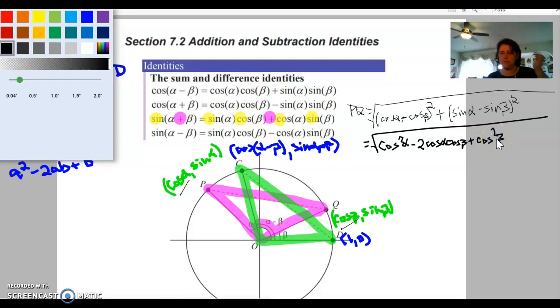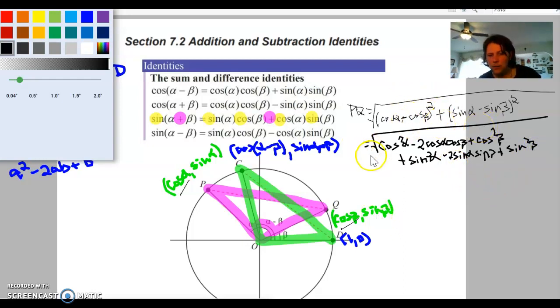Alright, now I'm just going to add on the second part underneath here. So plus sine squared alpha minus 2 sine alpha sine beta, plus sine squared beta. Okay, so that's everything squared out and underneath that radical sign.